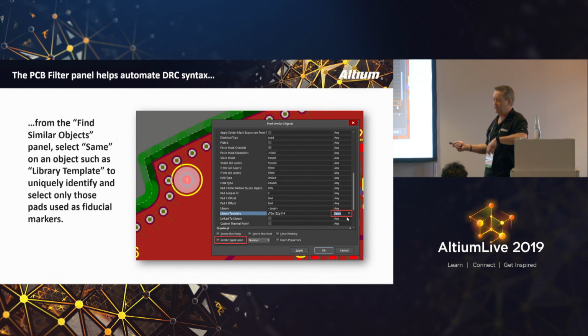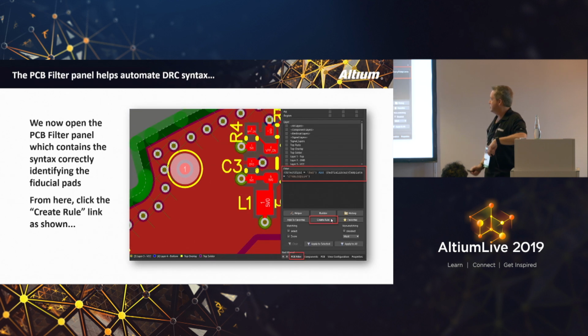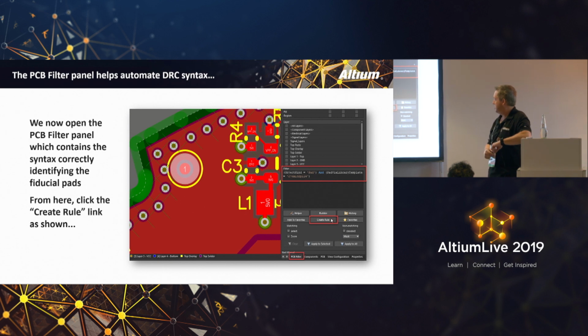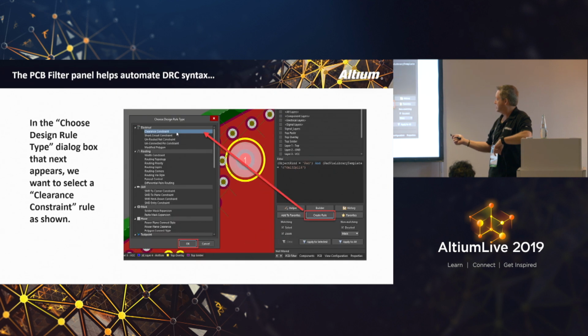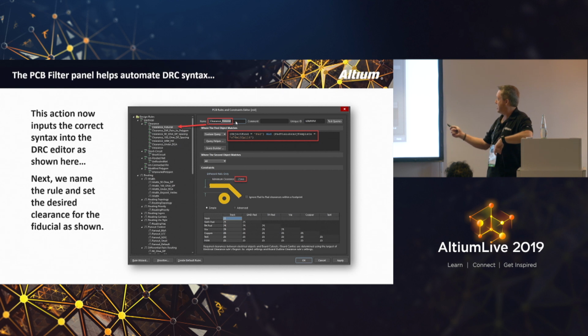Now, the thing to remember here, although you've used this many times, is to make sure and check this box down here that says create expression, because then it opens up the PCB filter, and in the PCB filter, it gives us an expression for defining that particular pad in a unique way, in this case by the pad via library template. Okay, now from this dialog box, we click on the button that says create rule. And next it asks us what kind of a rule we want to create. In this case, since it's a back-off rule, we select clearance constraint in the design rule list, and it creates this design rule automatically for us.